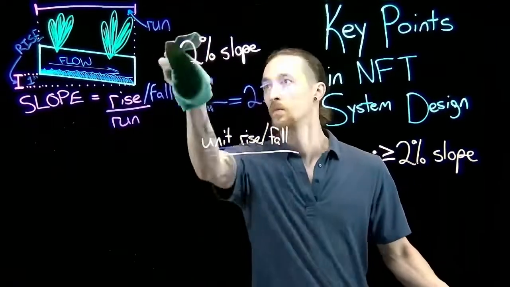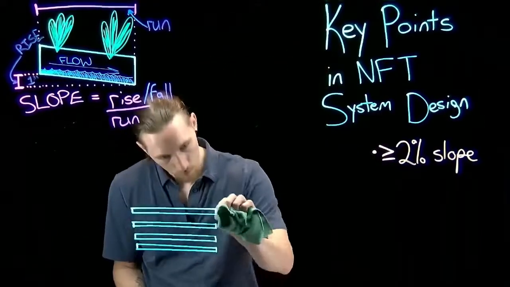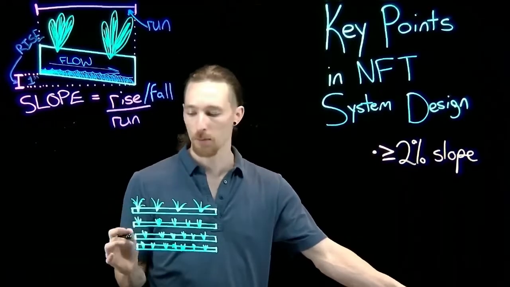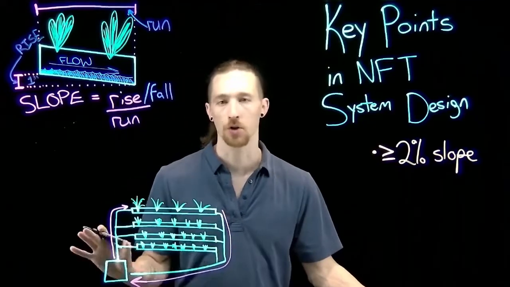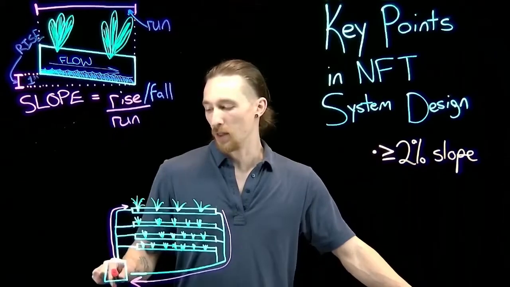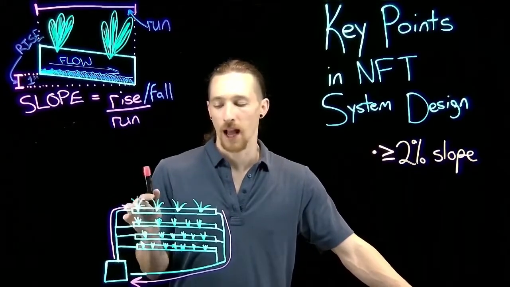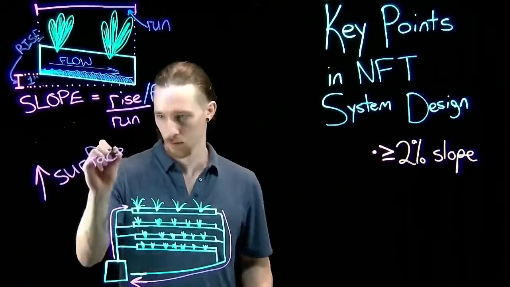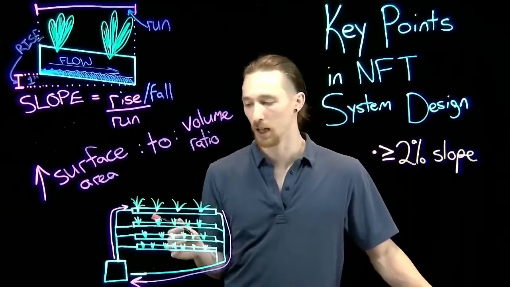Now that you know how to establish the slope on a single channel, let's assume that you've connected this whole channel. You've got a whole system up and operating. One pump connecting and running nutrient solution through all of them. Something you need to be aware of with this moving water is that these channels have an incredibly high surface area compared to their contained volume. So a very high surface area to volume ratio.